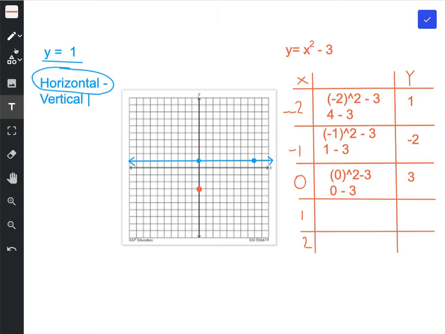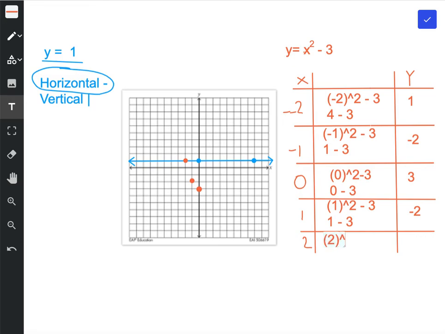Oh, I didn't plot the previous point. This ordered pair, negative 1, negative 2, says left 1, down 2, right there. And this one is negative 2, positive 1. Oh, look at that. They intersect there. Let's just keep going with this experiment. What if I plugged in 1, square it, minus 3? 1 times 1 is 1. Minus 3 is negative 2.